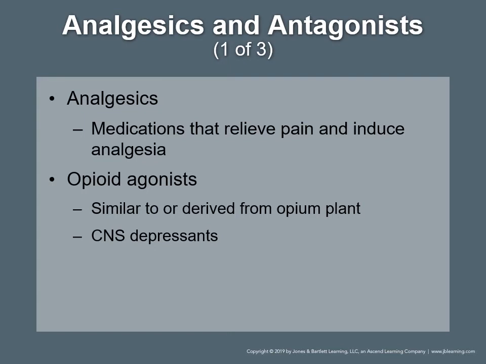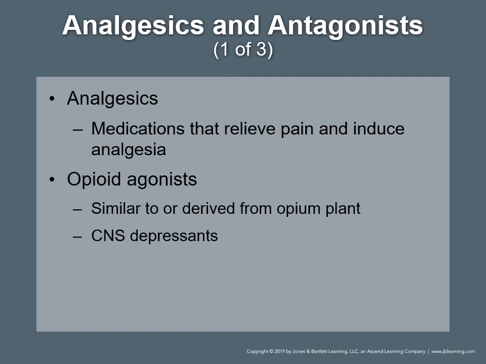Analgesics and antagonists. Analgesics are medications that relieve pain and induce analgesia, which is the absence of the sensation of pain. Opioid agonists. This is the most common class of medications used for analgesia in the pre-hospital setting. It is similar to or derived from the opium plant. They bind opiate receptors, which prevent neurons from sending pain signals.